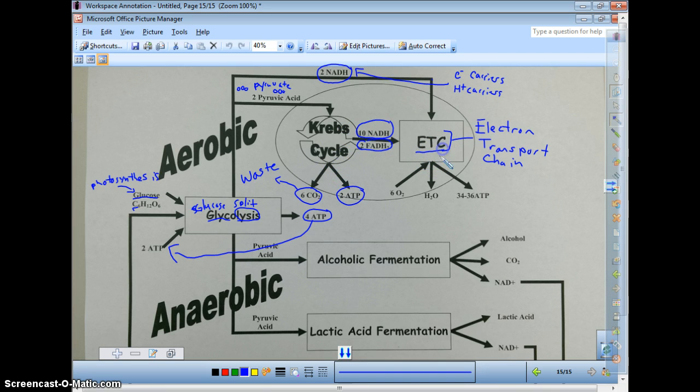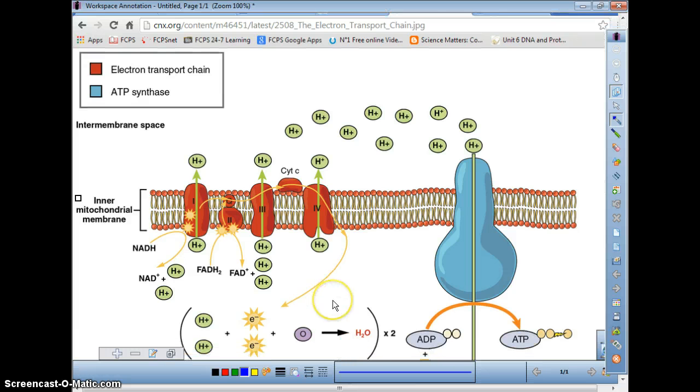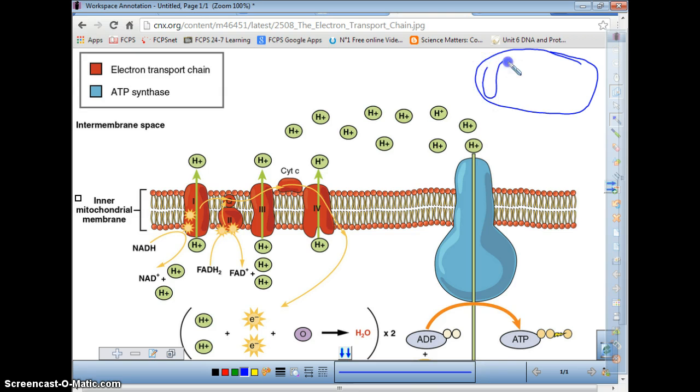The electron transport chain involves a series of proteins that are embedded in the inner membrane of the mitochondria. Let's see, I guess I can draw it here. All right. So the mitochondria is an organelle that has 2 membranes. So you draw mitochondria like this. Okay. So the mitochondria has an inner membrane and an outer membrane.